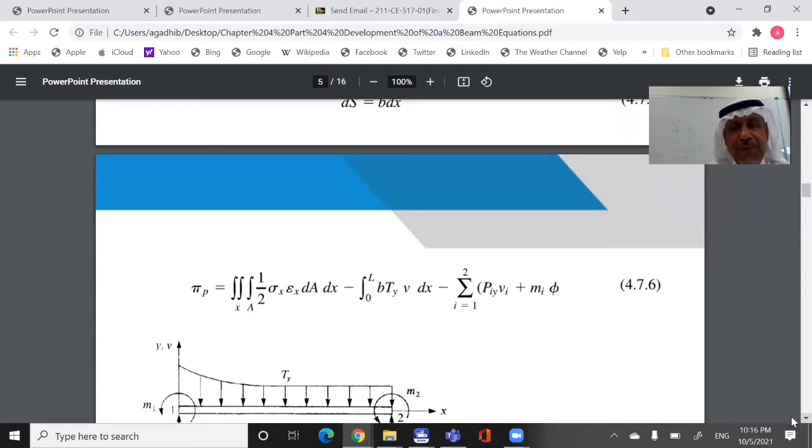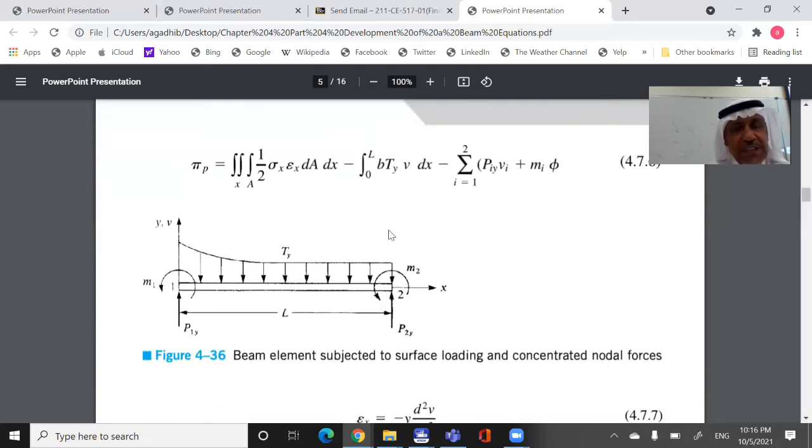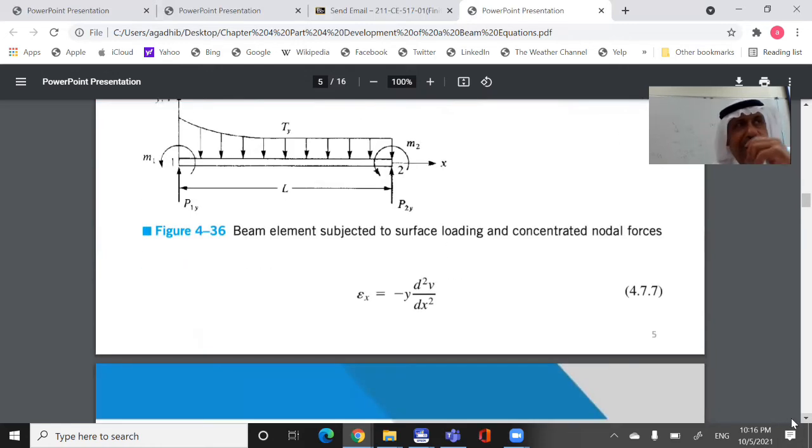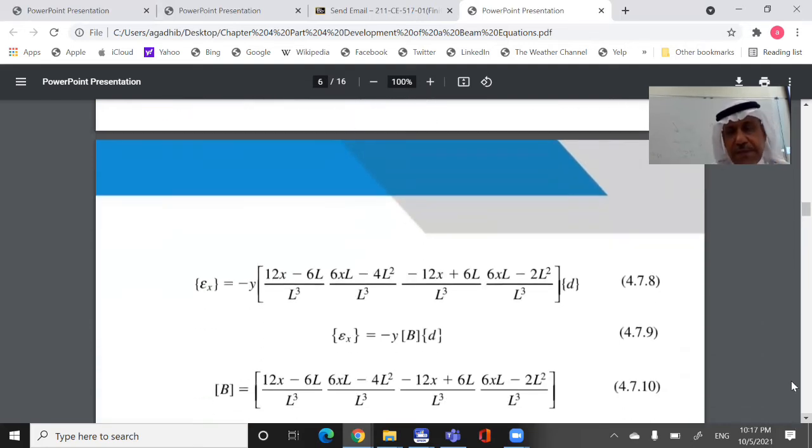Watch this now. Let's go to the next step. What is this now? Can you tell me? This is the work done. You see the traction force, T, distributed load. You see the load here, you multiply by the deflection, which is at node 1 and node 2. What about M1 and M2? There are three sources. Traction, concentrated forces, concentrated moment. Okay, have you seen this equation before? Yeah. You have seen it on the board, right? That the strain is equal to minus y times the second derivative. Okay, very good. Now, what about this?